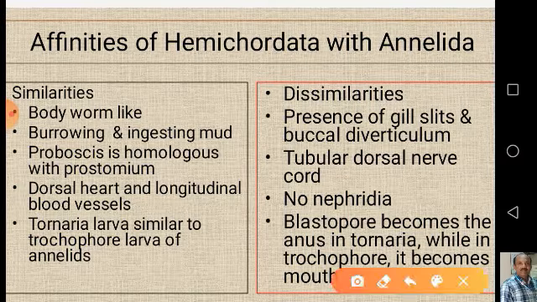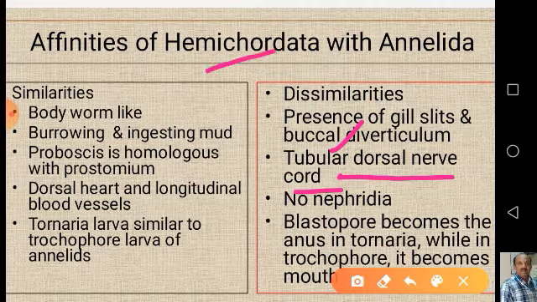Tubular dorsal nerve cord. See here, tubular, that means a cavity is present; the dorsal nerve cord is a cavity-like structure. But in the annelida, the nerve cord is ventral and solid. In annelids, a double ventral nerve cord is present and it is solid, whereas here the nerve cord is dorsal and also tubular. Then nephridia are present in the annelids, whereas no nephridia are present in the Hemichordata. Just now we have seen, when we studied the characteristic features of the Hemichordata, that under the excretory system a single proboscis gland or glomerulus is present, which is connected with the blood vessels. But no nephridia are present in Hemichordata, whereas nephridia are the main excretory organs in the annelida. This is also a main striking difference.